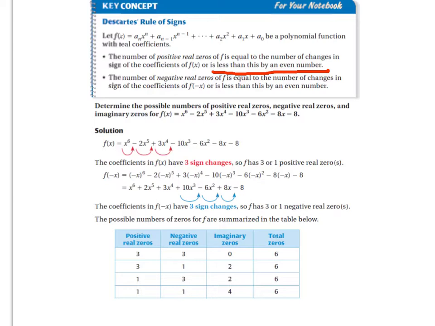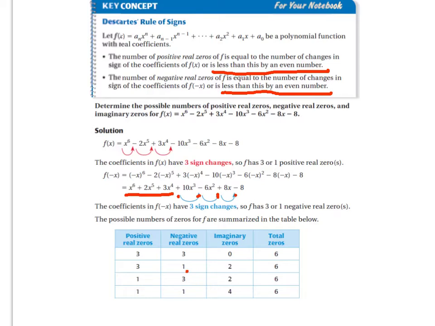Now, right here, we're going from positive to negative, negative to positive, positive to negative. So there again, we're having 3 sign changes. From this point, it's all positive, so we have no sign changes until we get here. So when we have those 3 sign changes, that means we have 3 negative real zeros. And it could also be less than that by an even number once again. So it could be 3 or 1.